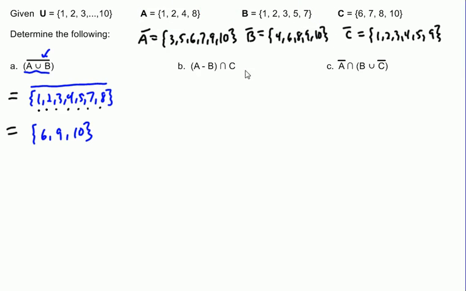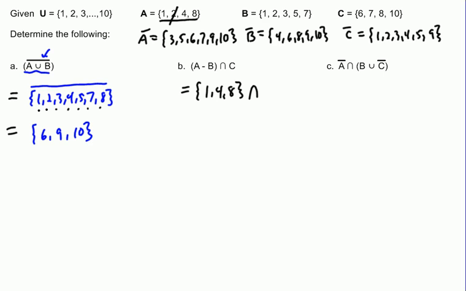Okay. For this second one, I have to do A minus B, and then intersect that with C. And I want to do that in this order. I want to do the parentheses part first. So again, I'm going to start a chain of equal signs, A minus B. If I start with A, and I remove what's in B, the only thing I'm going to remove is the 2. So A minus B is going to be 1, 4, 8.